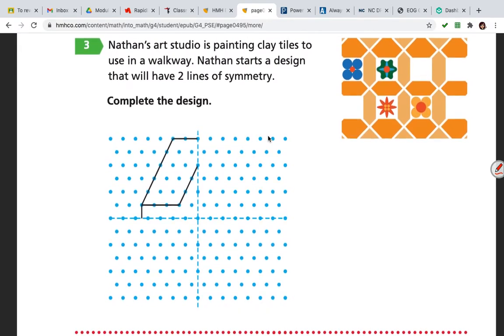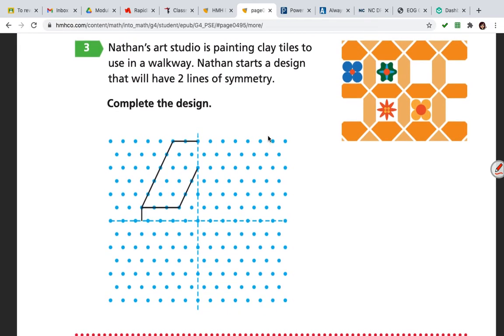I've been dreading this one because I can't draw. We're going to do a little connect the dots. All right, so we have this beautiful pattern right here. Think of this one shape in the middle. It says Nathan's art studio is painting clay tiles to use in a walkway. Nathan starts a design that will have 2 lines of symmetry, and you can see right here we've got a horizontal line of symmetry and a vertical line of symmetry. So they've given us our 2 lines of symmetry.